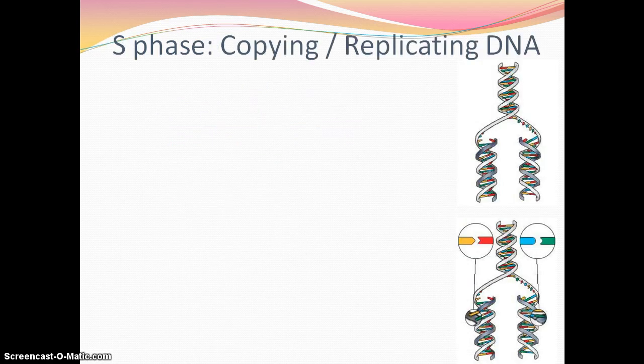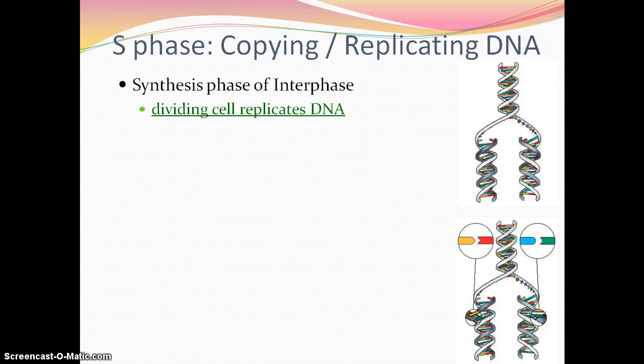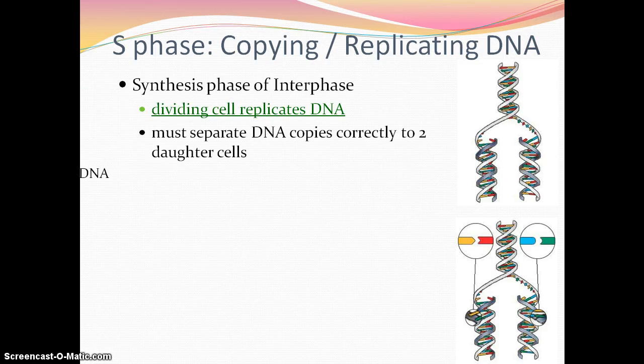Now a portion of interphase that we're going to focus on right now is called the S phase, or the synthesis phase. This is when the copying or replicating of DNA occurs. So this is when, within the nucleus, we have to separate the DNA strands to make a copy so that we get 2 copies of the DNA.